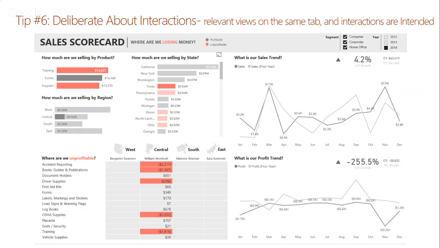So be sure they're on the same tab, and be sure the interactions are intended. For example here, when I click taxes, everything else is filtered, right? But this one is highlighted. I'm just like, okay, is there any reason why others are filtered and this one is highlighted?